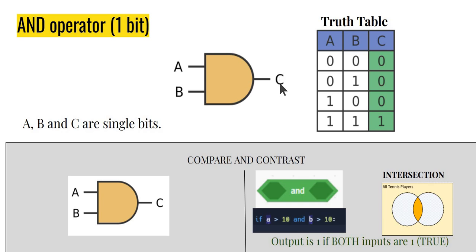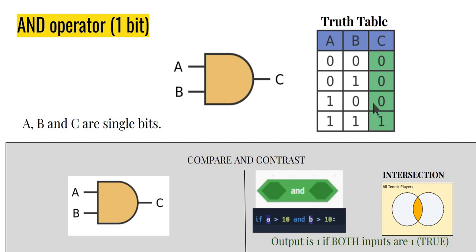The way we capture this functionality is using a truth table where we are just marking out what happens when A is 0, B is 0, C is 0; A is 0, B is 1, C is 0; A is 1, B is 0, C is 0; and A is 1, B is 1, and this is 1. So what we notice is that the output is 1 if and only if both the inputs are 1, which means this has to be 1, this has to be 1, then the output becomes 1. If either of them is 0, then the output is a 0.